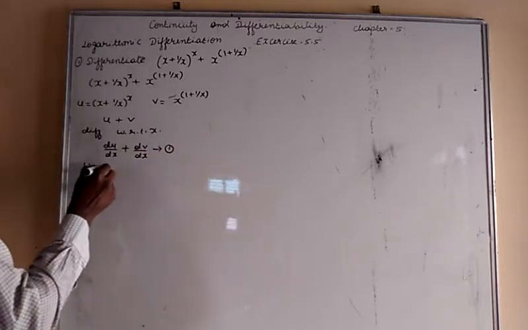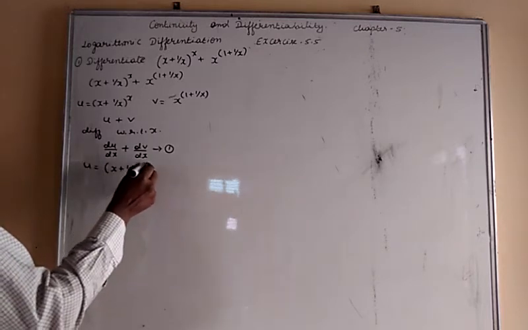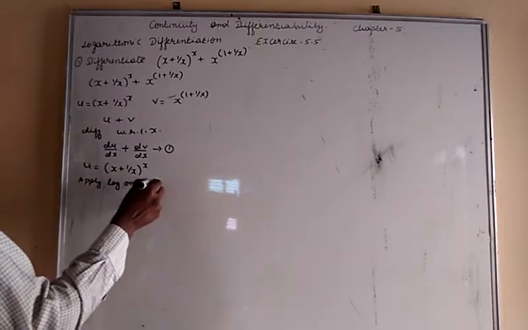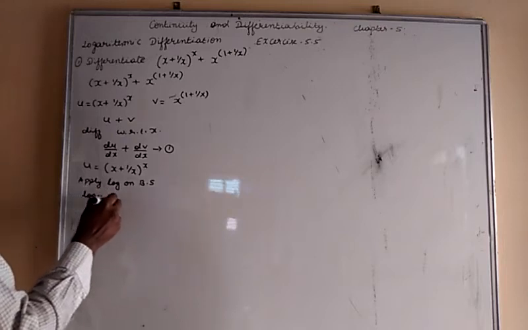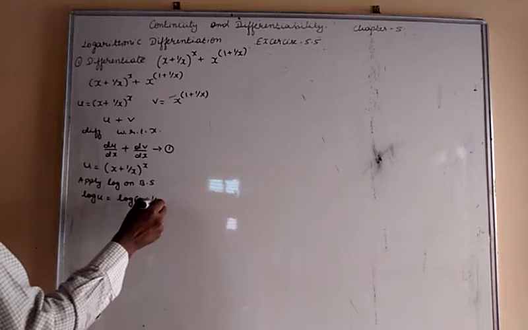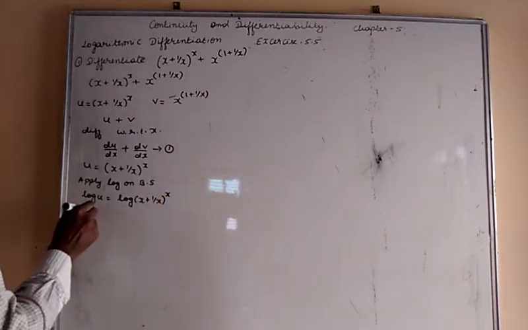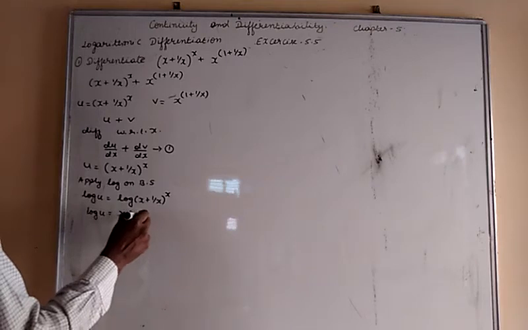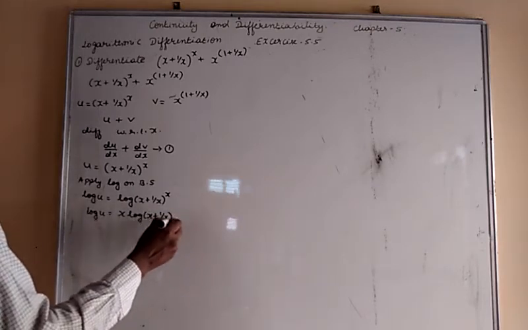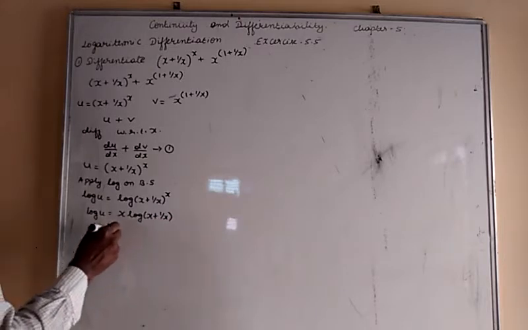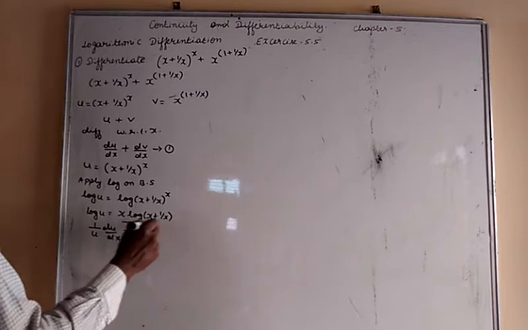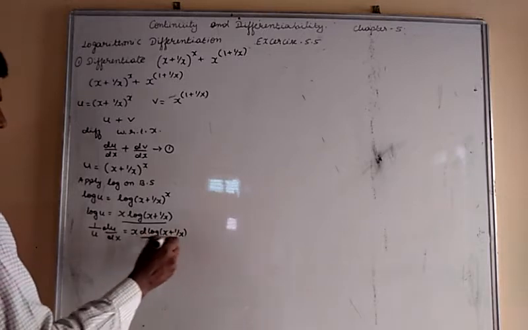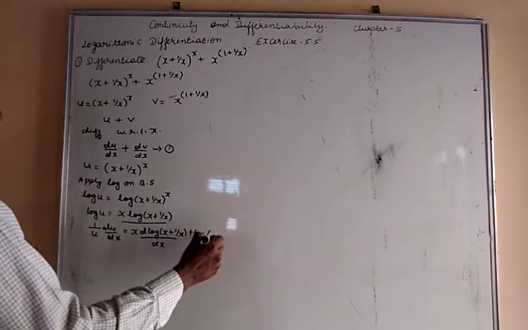So let us take u = (x + 1/x)^x. Apply log on both sides. log u = log (x + 1/x)^x. Differentiating, log u is in the form log m^k, so it is x log(x + 1/x). Then 1/u du/dx equals two functions: first function into differentiation of second function, plus second function into differentiation of first function.